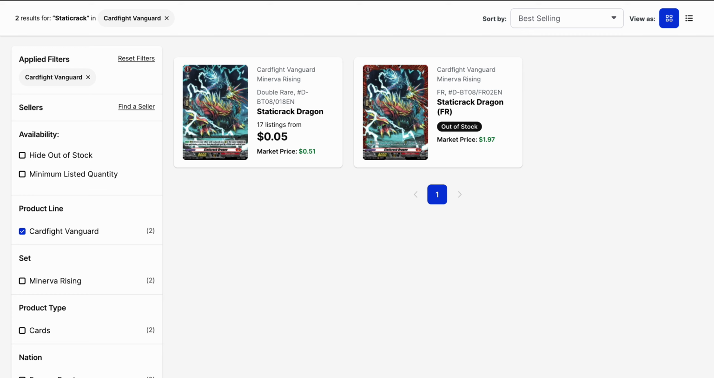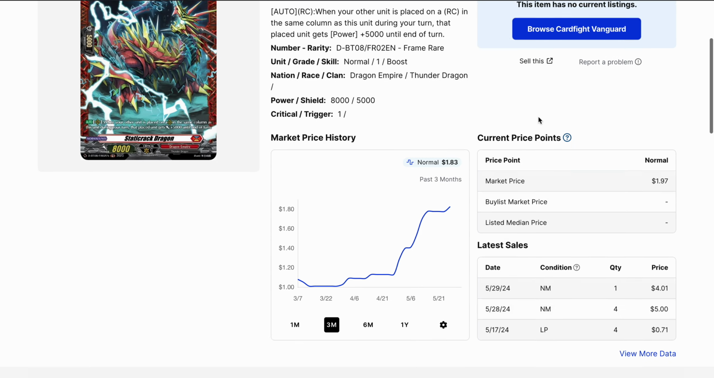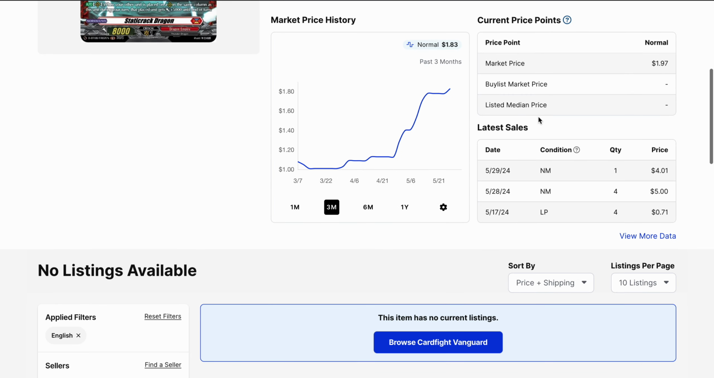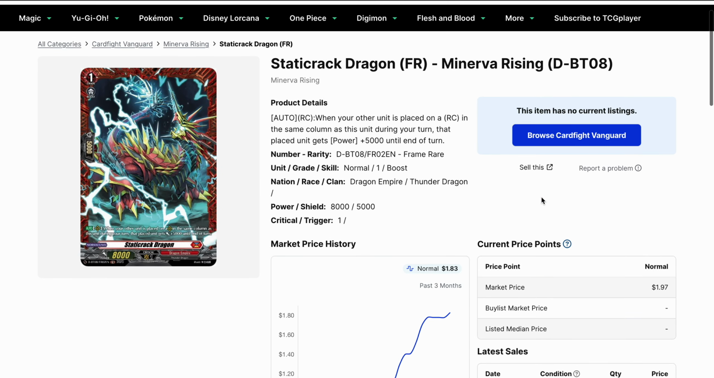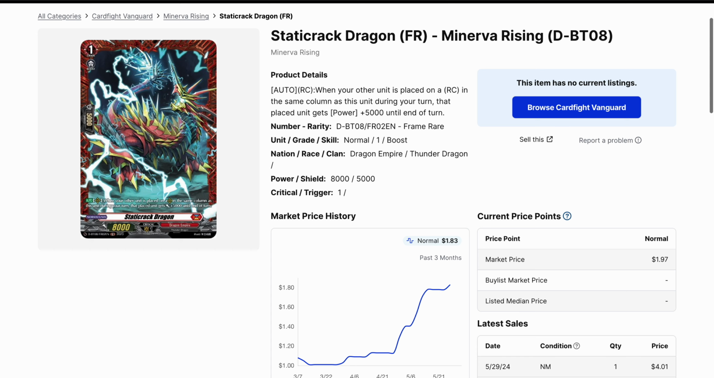The FR is also out of stock, where the market price there is $1.97. Let's see what the last sale was on that. It was $5. $4 and $5 on those, so yeah, this one is moving.